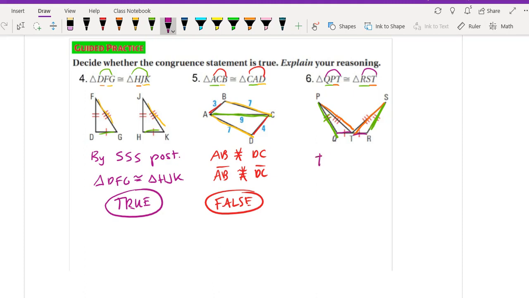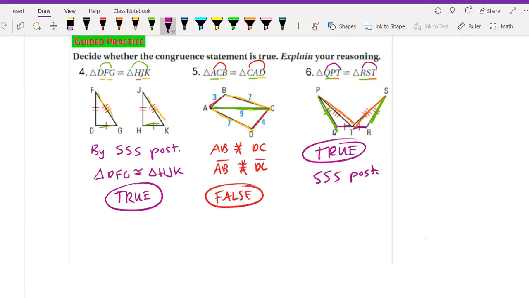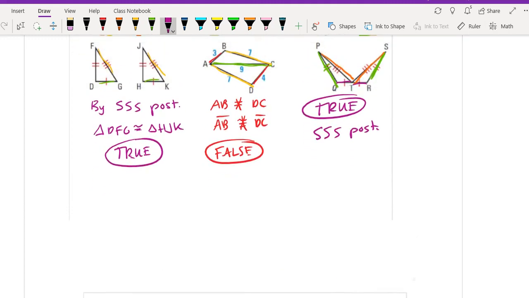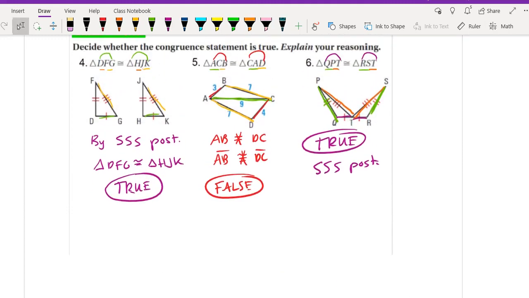So we would say that this is true. All side, side, side postulate. All 3 sets of corresponding sides were congruent, so the triangles are congruent. Last chance to write that down.